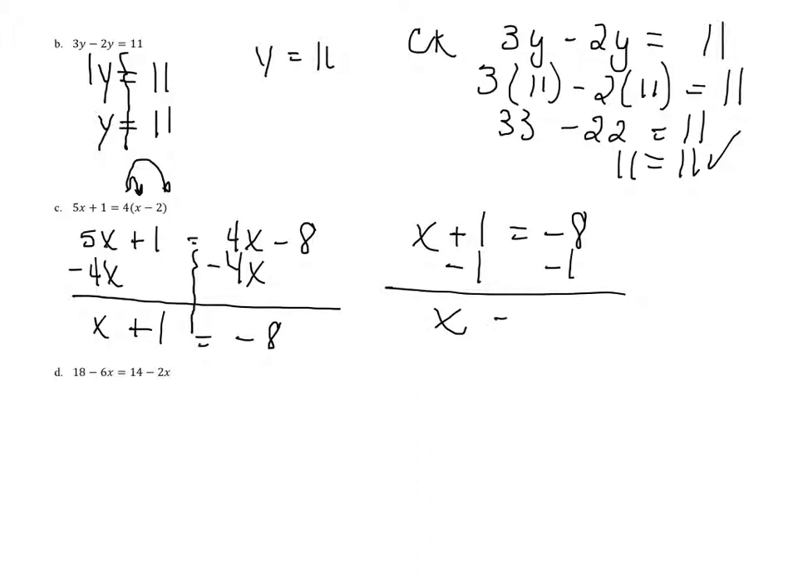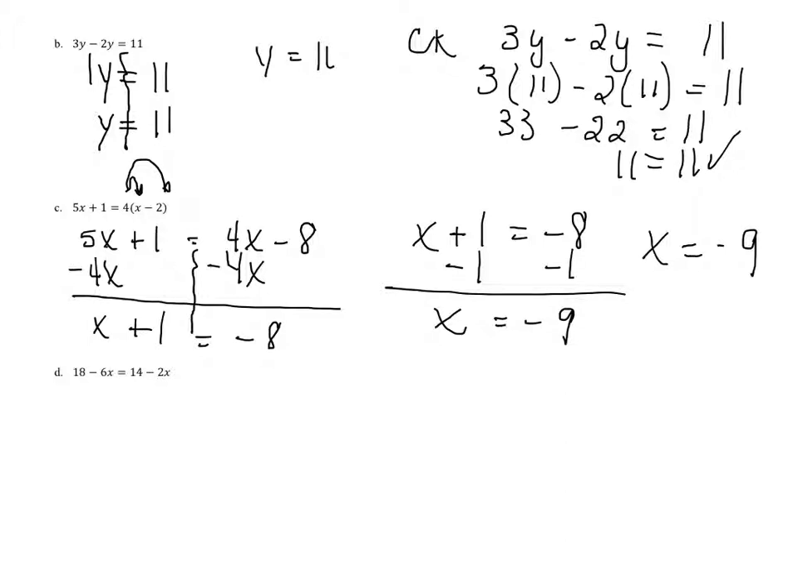So x is equal to negative 9. So there's my solution. I'm always writing my solution as the variable equals something, and I am not just writing negative 9. I'm saying x is equal to negative 9. I know I'm right. This one I'm not going to check.